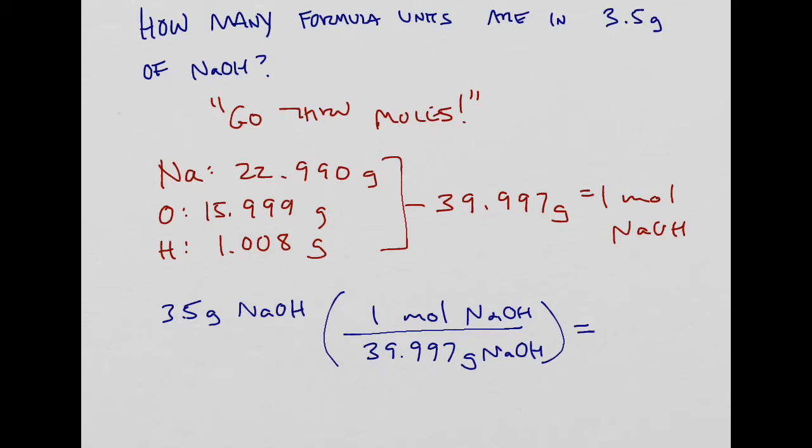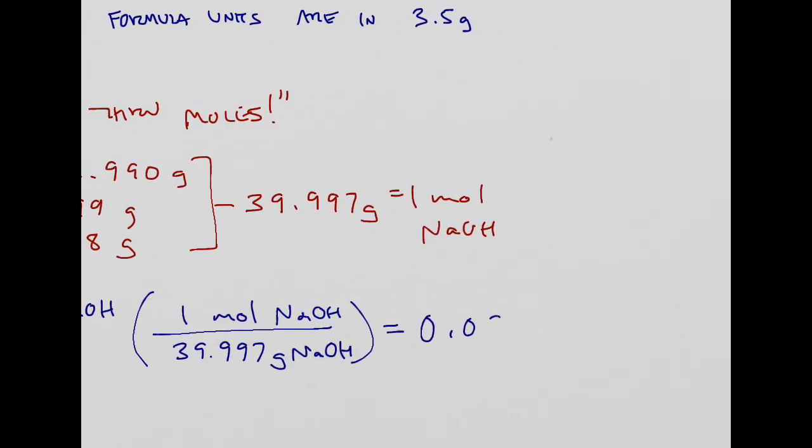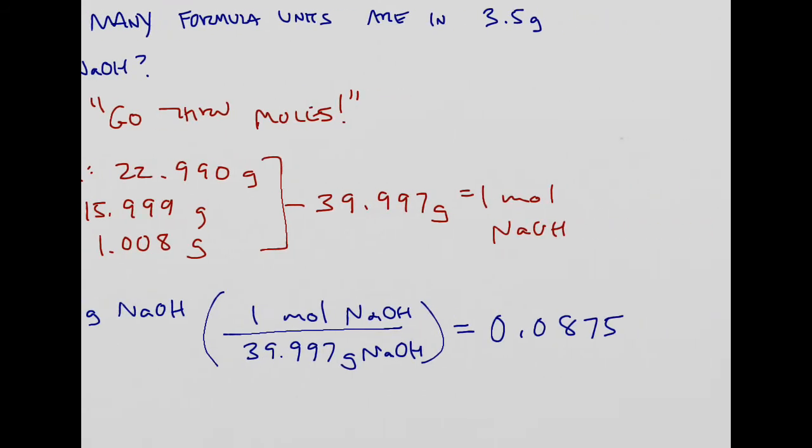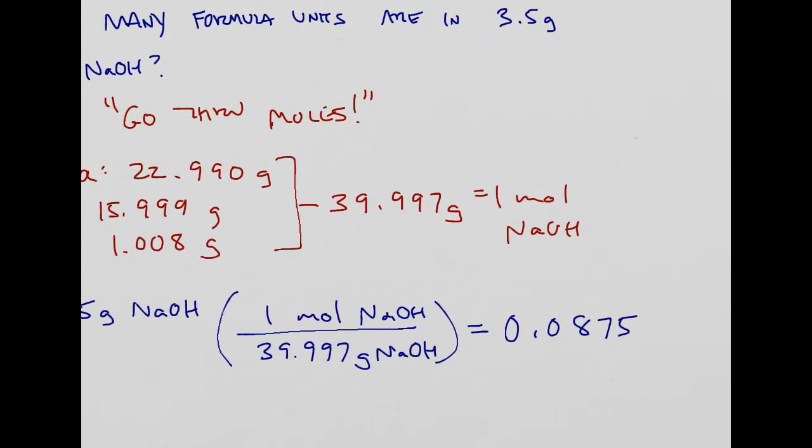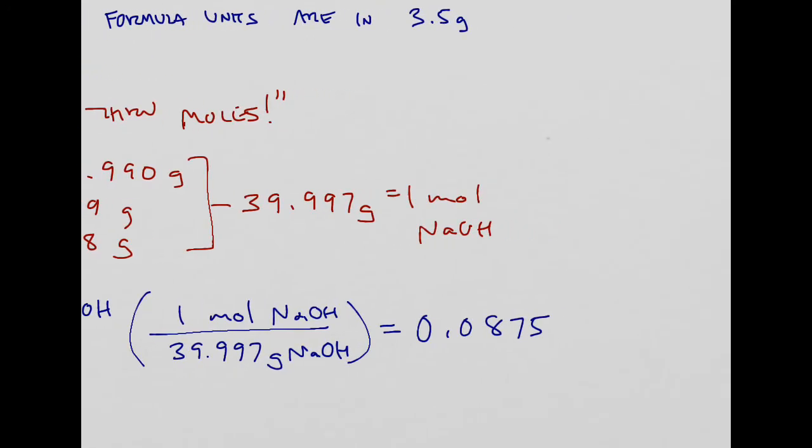All right, so then I have 3.5 times 1 divided by 39.997. And putting that into my calculator, I get 0.0875. Okay, and I'm going to keep that extra sig fig on there until the very end. In fact, you really should do the same thing.